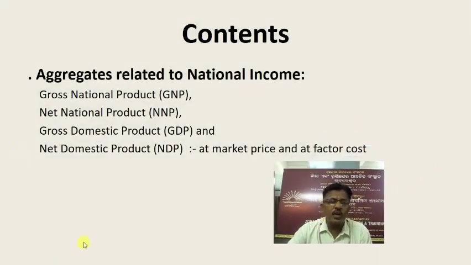The contents to be covered: aggregates related to national income, gross national product, that is GNP, net national product, that is NNP, gross domestic product, that is GDP, and net domestic product, that is NDP, at market price and at factor cost. Means all these four aggregates will be discussed both at market price and at factor cost.